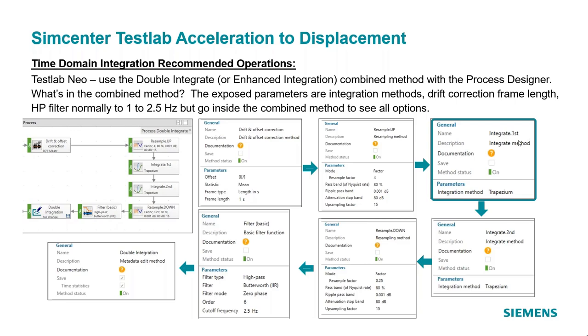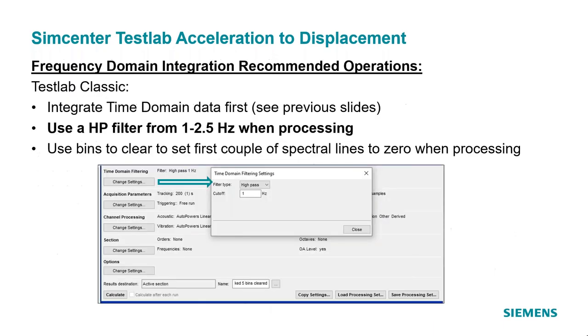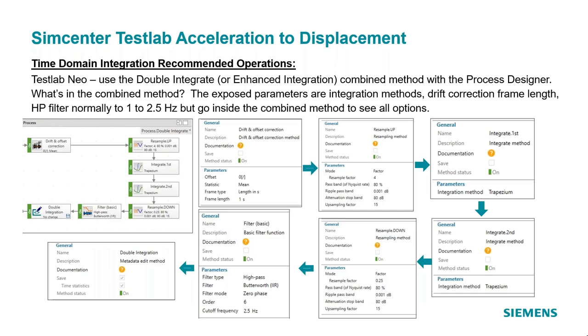Then we're going to do the first integration. We'll do a second integration. Then we'll do a resampling by a factor of 1/4 to go back to the original sampling frequency. Then we're going to apply a high pass Butterworth filter with a 6th order at 0 phase. And then finally, we could go to a metadata editing method and change something, if you wanted to change the point ID or direction or something like that. By default, we don't change anything, but that method's there if you wanted to change some of the metadata, up to you. Okay, so let's show that inside the software.